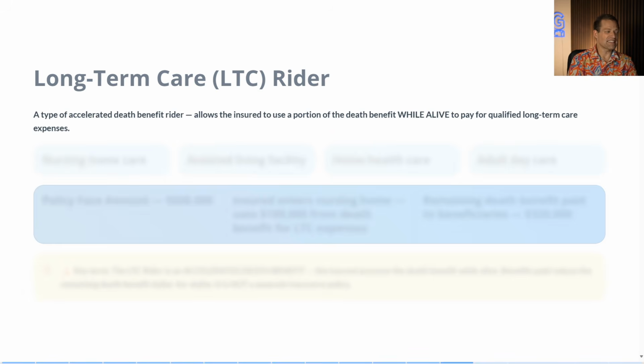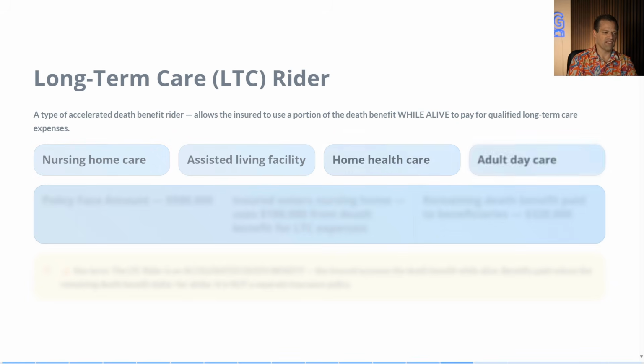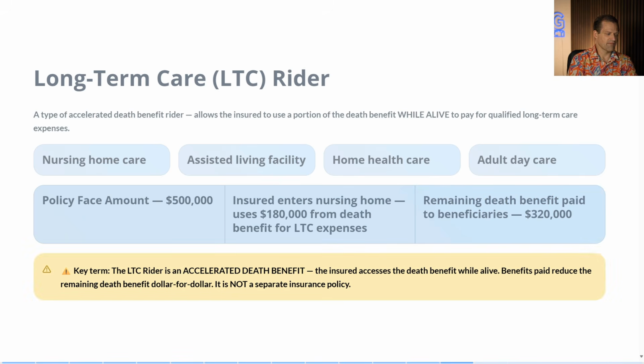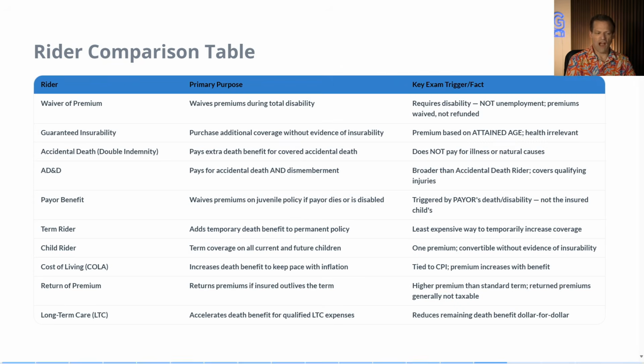Long-term care rider, a type of accelerated death benefit rider that allows the insured to use a portion of the death benefit while alive to pay for long-term care expenses. So things like nursing home, assisted living, home health care, adult daycare. So let's say you have a $500,000 policy. The insured enters a nursing home, uses $180,000 from the death benefit for long-term care expenses, and then the remaining death benefit is paid to beneficiaries. So it's an accelerated death benefit. That's the idea. The insured accesses the death benefit while alive and benefits paid reduce the remaining death benefit dollar for dollar. It's not a separate insurance policy. So this is the rider comparison table.